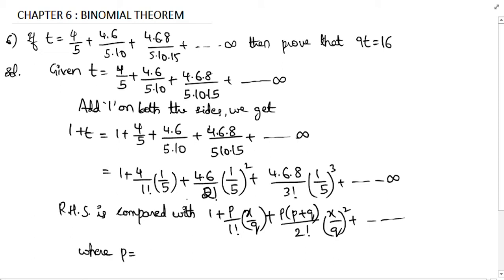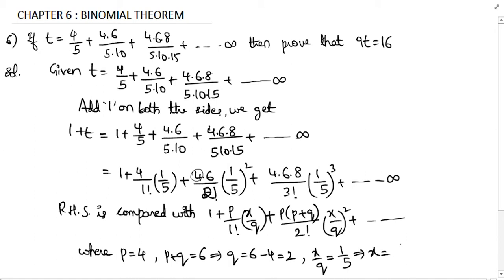p is equal to 4, and p plus q will be equal to 6. So that implies q is equal to 6 minus p, that is 6 minus 4, which is equal to 2. And then x by q is equal to 1 by 5, that implies x is equal to q by 5, that is 2 by 5.